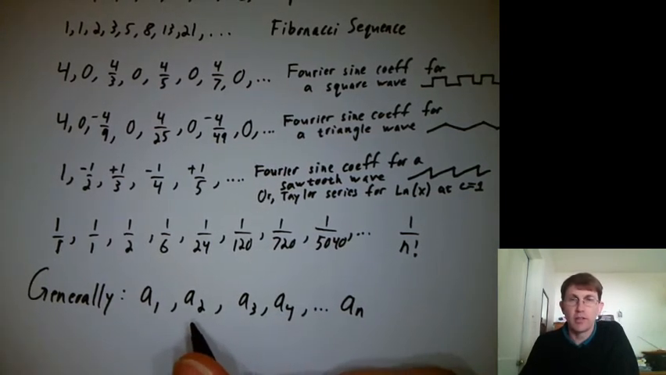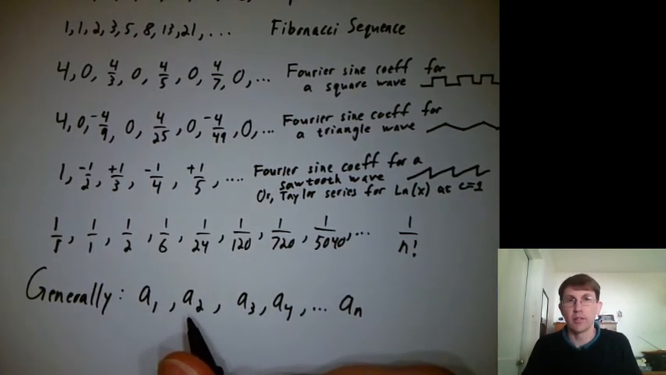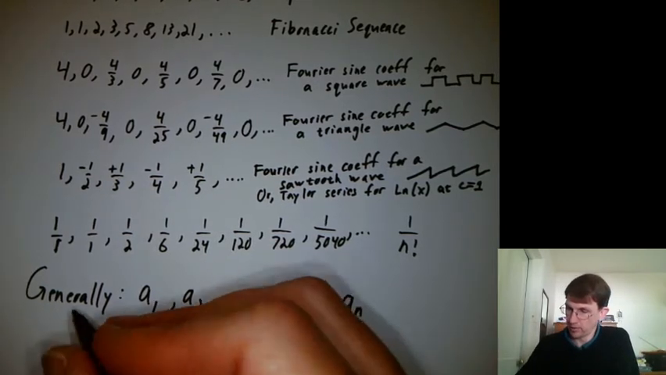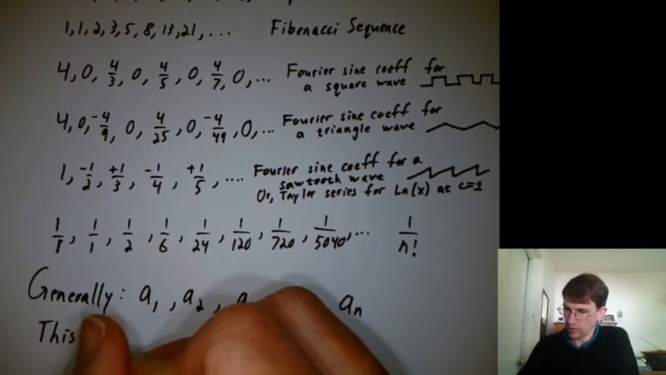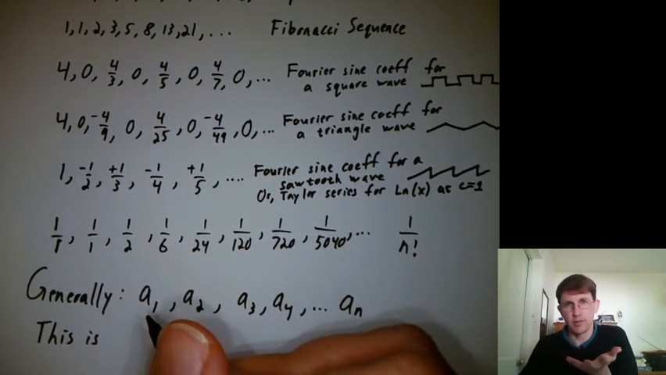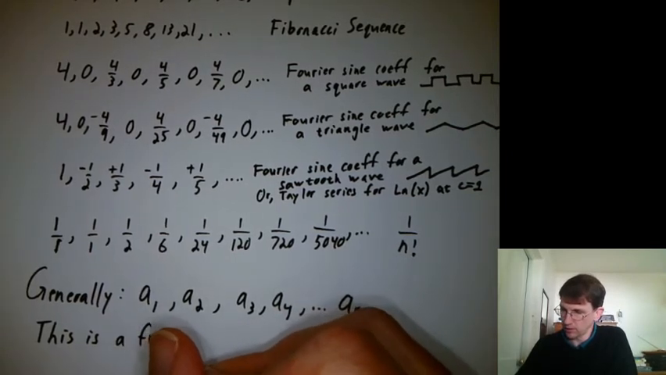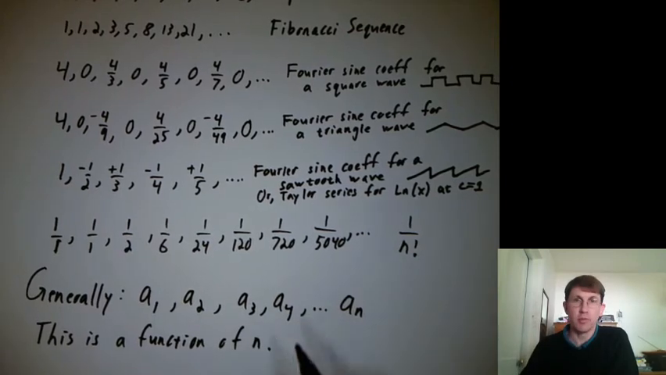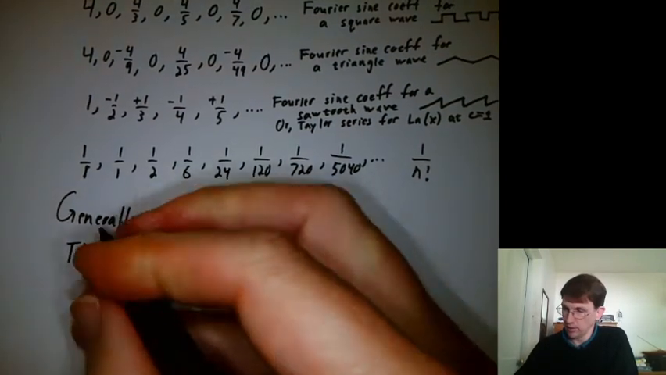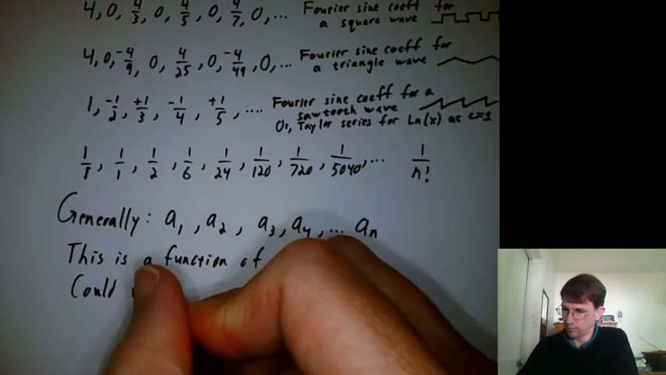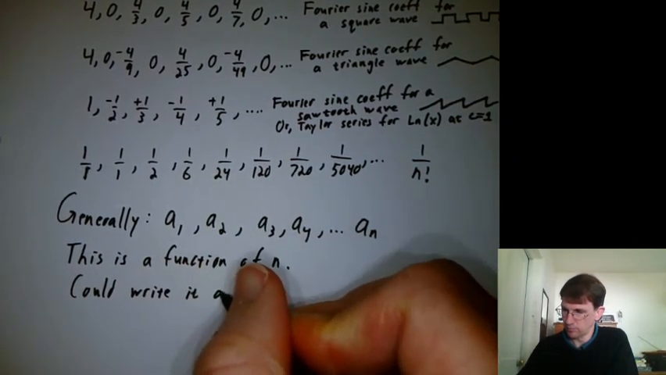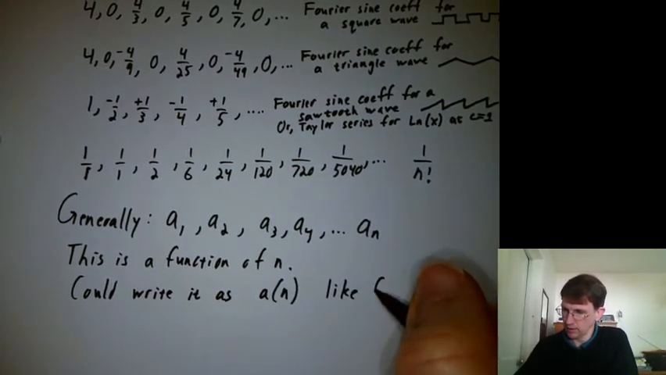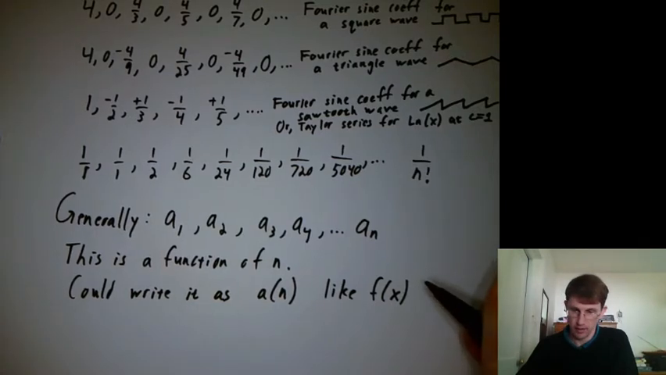This is actually a function of n, just like f of x is a function of x, but n has to be an integer here rather than any fractional number. So you can kind of think of these as functions. They are functions. So it's a function of n, which means we could write it as a function: a sub n like that, or a of n like f of x.